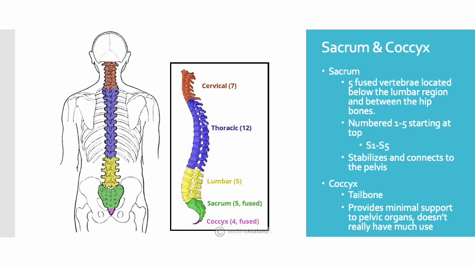After that, we have the coccyx, which is our tailbone. This usually doesn't do anything. It has minimal support to the pelvic organs. It's very easily broken, so the support is not great. Oftentimes when women are giving birth, they can break this just because it's really, really tiny and fragile. And it doesn't really have much use other than that. It's possible that it can provide some support, but not really.